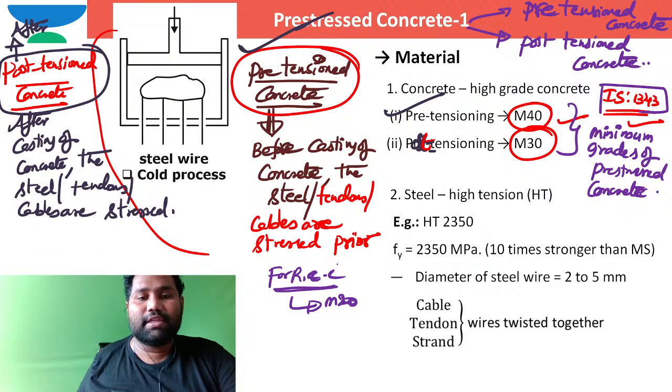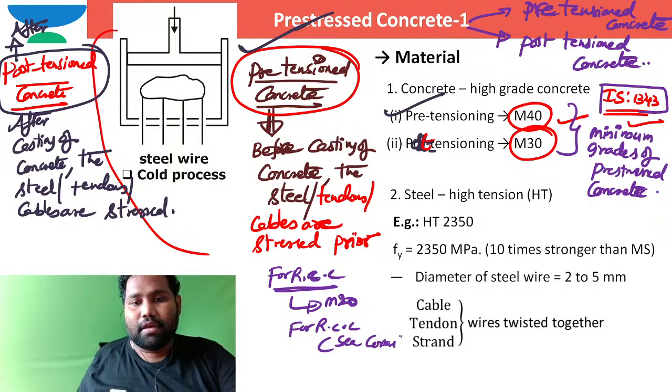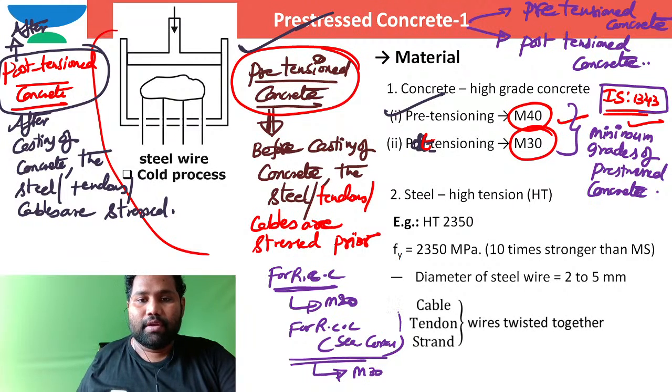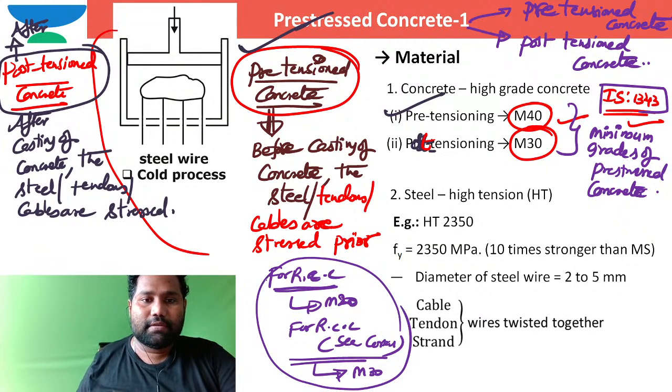Minimum grade of concrete for RCC in normal structures. For RCC along sea coastal areas, the minimum grade of RCC is M30. This is as per IS 456.